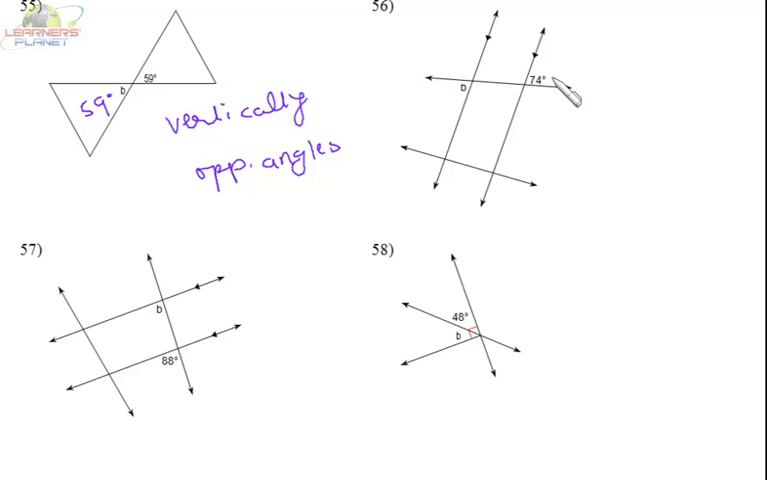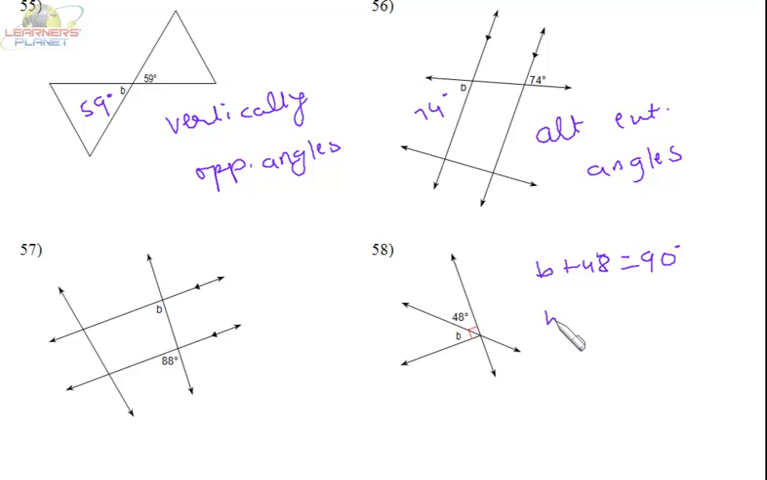Okay. Here we see these two angles are on the exterior side and opposite sides of transversal. So both of them are alternate exterior angles. So B will also be 74 degree. So these are alternate exterior angles. Okay. Here we see this complete angle will be 90 degree. Since B and 48 are complementary to each other, we can equate. So B will be 90 minus 48, or we can say B is 42 degree.